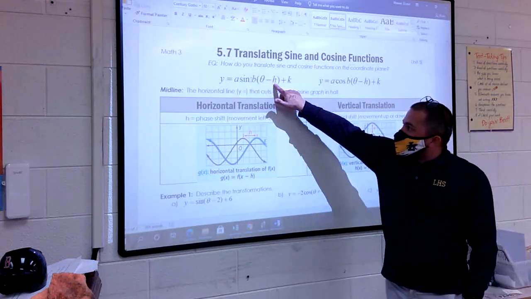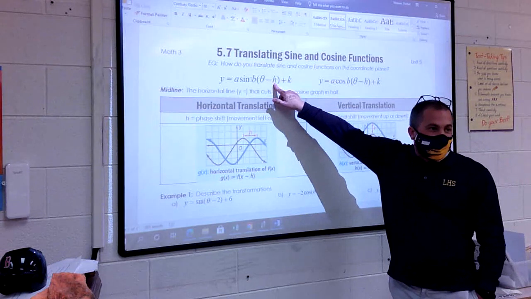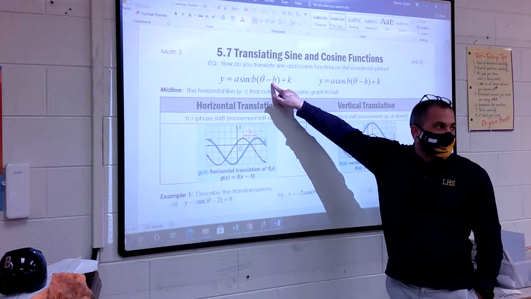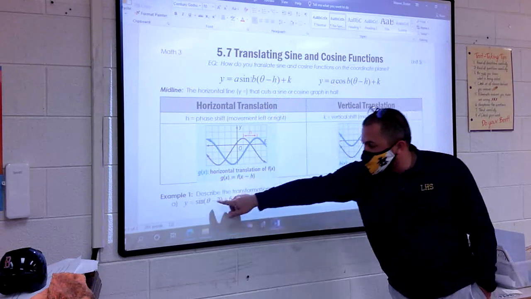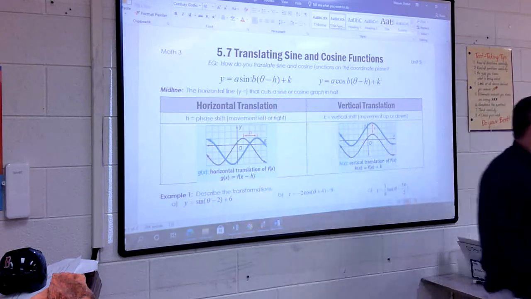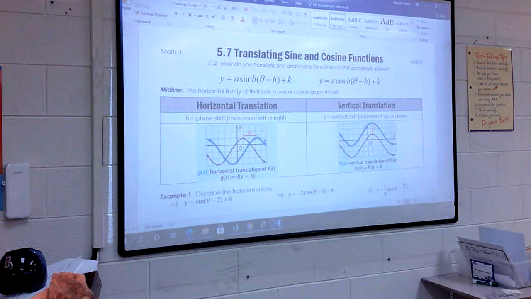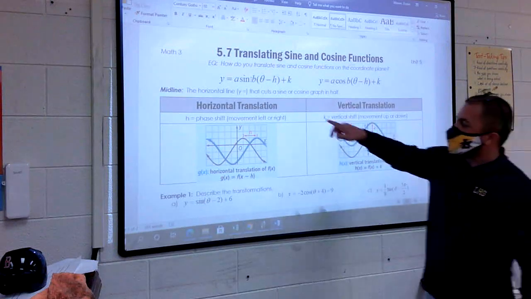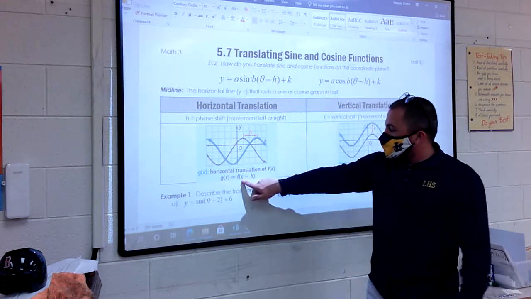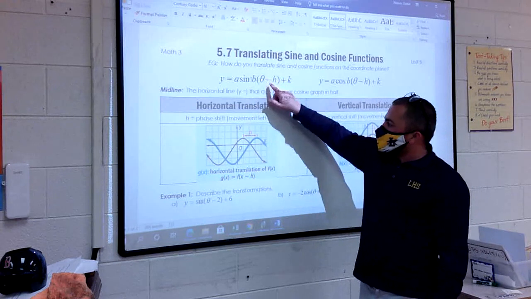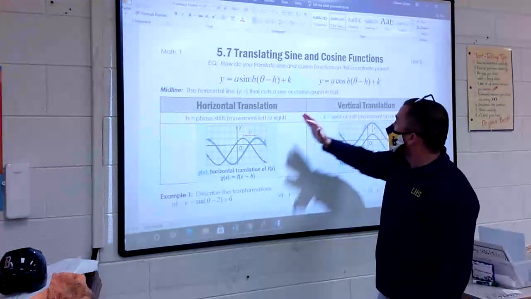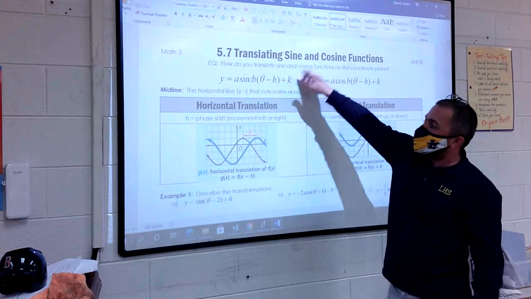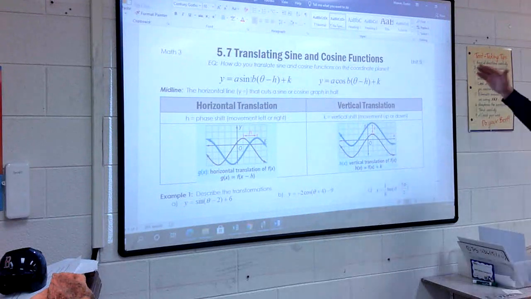The h is going to move the graph left and right. It's inside of the parentheses, meaning it's with the x. Remember, think of that little theta sign as x. If you want to make it x, that's fine with me too. So this is x. So the h is with the x, meaning it's going to move the graph left or right. The k is on the outside. It's going to move the graph up or down.